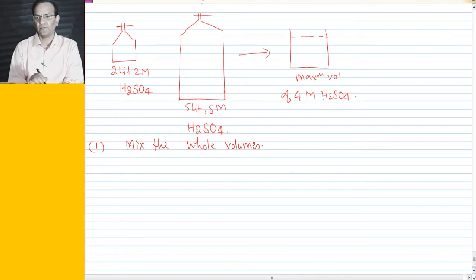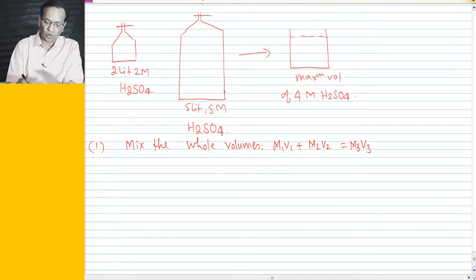In that case, the mixing formula which we learn in stoichiometry in detail, the study of molarity: when we mix the two solutions, the molarity of the final solution can be determined using the formula M1V1 plus M2V2 giving M3V3. So we will have M1V1 plus M2V2 is equal to M3V3.